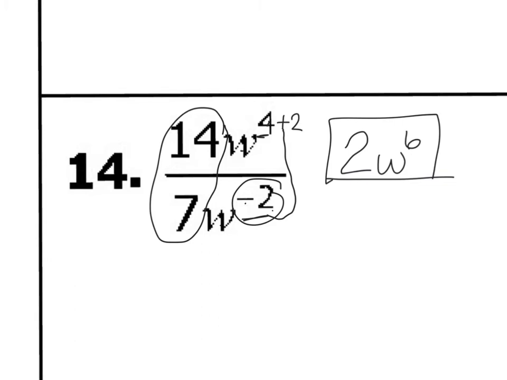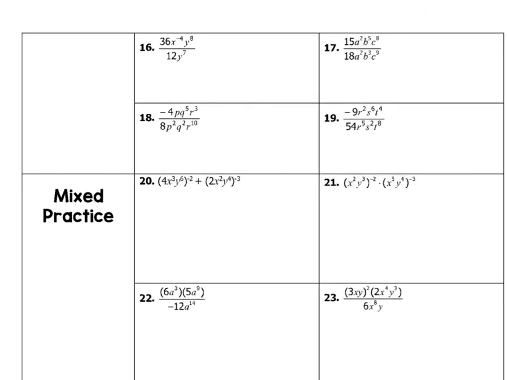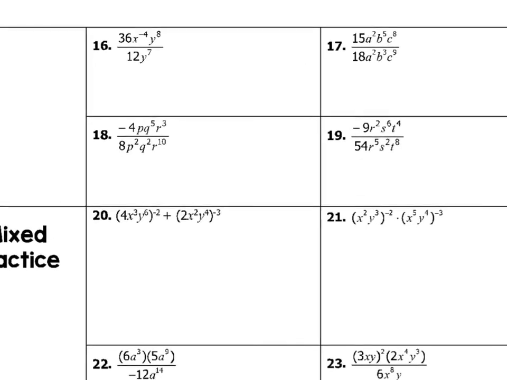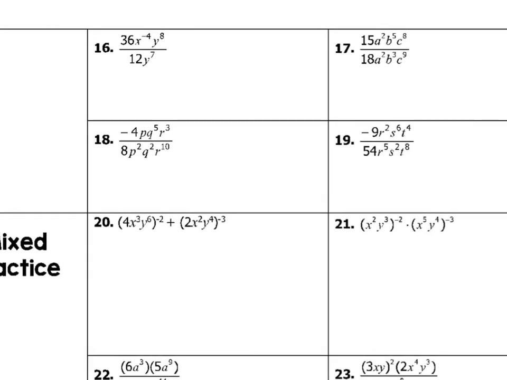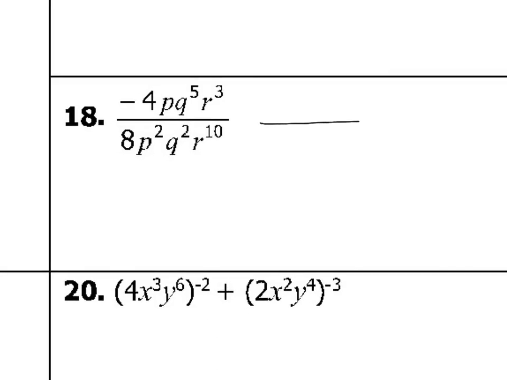All right, let's flip over to the back. Let's look at number 18. All right, let's draw our little fraction bar. Let's look at the real numbers first. Negative 4 divided by 8. Well, 8 won't go into 4, but you can reduce this fraction. 4 will go into negative 4 negative 1 time. 4 will go into 8 2 times.